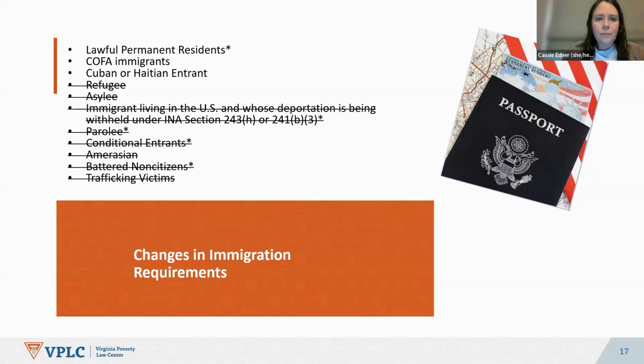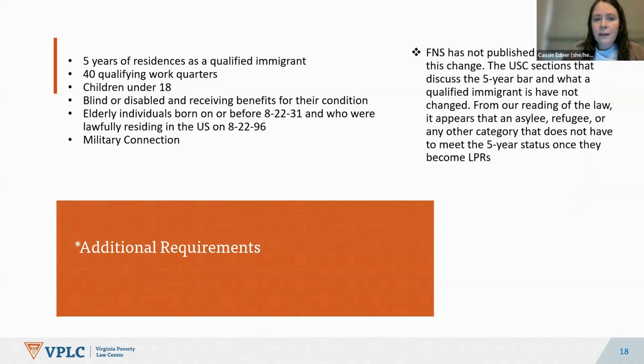I would like to just point out the asterisk there. For lawful permanent residents, those individuals need to have either 5 years of residence as a qualified immigrant, 40 qualifying work quarters, or be children under 18, who can get it without meeting the 40 quarters or the 5 years, or have military connections. So there is an additional requirement for permanent residence. Now, the way that national advocates are reading these changes is the law did not change the definition of qualified immigrant, or the 5-year bar. It did not change anything in that code section. It changed things in the code section related to who is eligible. So again, the LPRs, the COFAs, the Cuban and Haitian entrants.